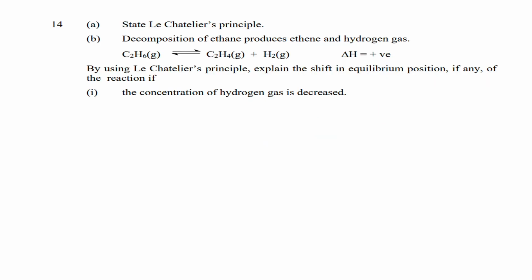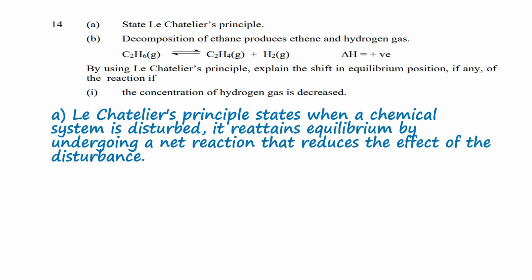Okay, so now we proceed to question number 14, Le Chatelier's principle. What is stated by Le Chatelier's principle? Okay, so Le Chatelier's principle states that when a chemical system is disturbed, it retains equilibrium by undergoing a net reaction that reduces the effect of the disturbance. Okay, dia menyatakan bahawa apabila sistem keseimbangan telah diganggu, dia akan memperolehi semula keseimbangan dengan melalui tindak balas yang akan mengurangkan kesan terhadap gangguan tersebut.